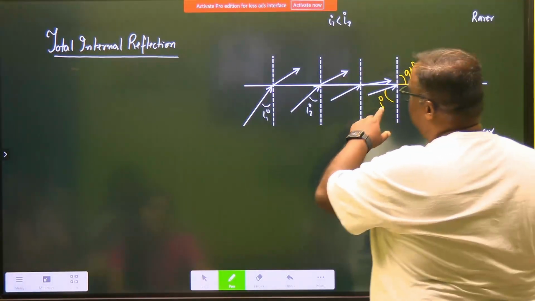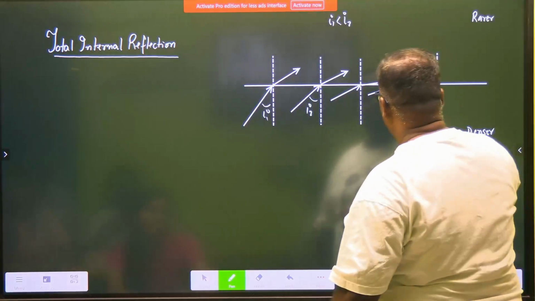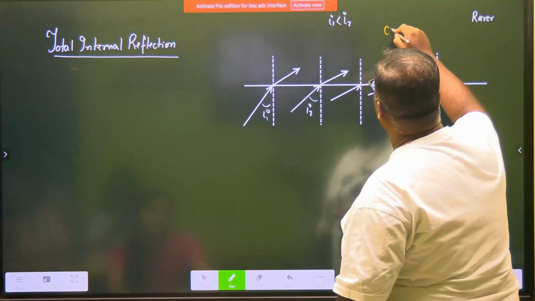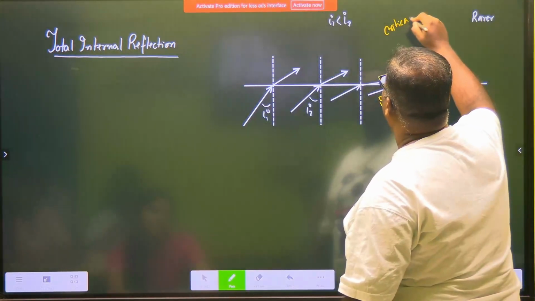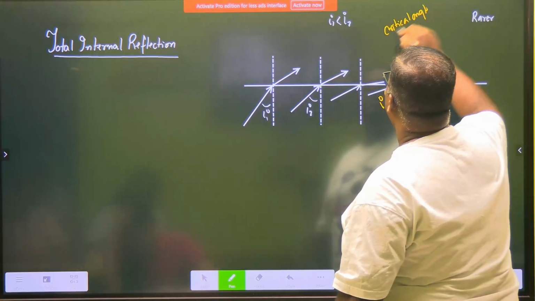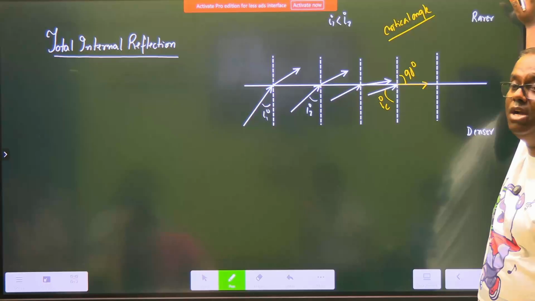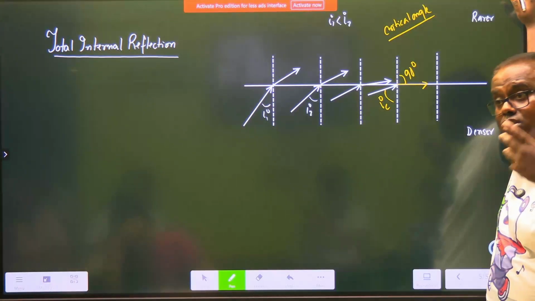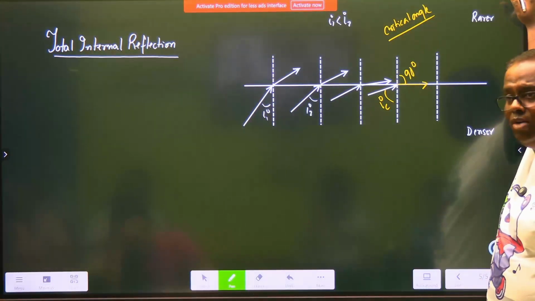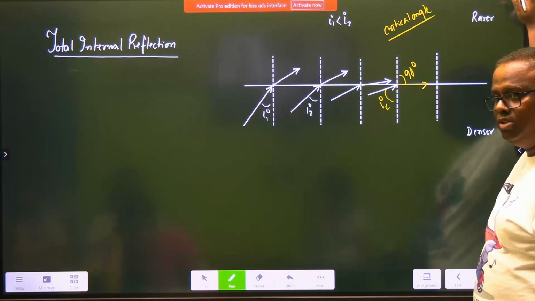This angle of incidence is something special. This angle of incidence is known as critical angle. What is critical angle? Critical angle is that angle of incidence at which the angle of refraction becomes 90 degrees. So you have lost your refracted ray. Do you have the refracted ray now? No, you don't have the refracted ray.